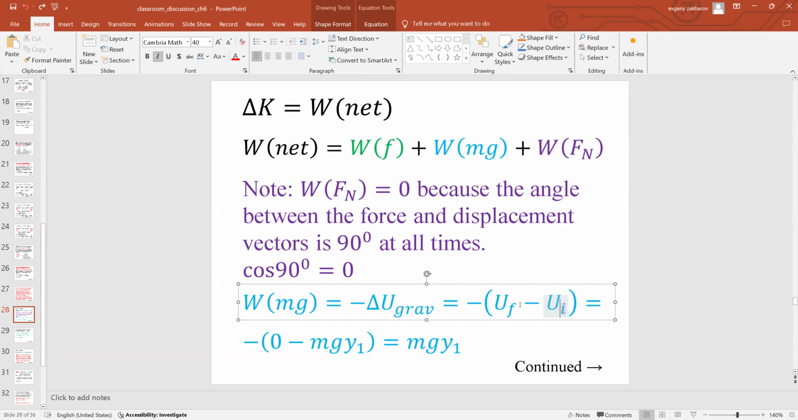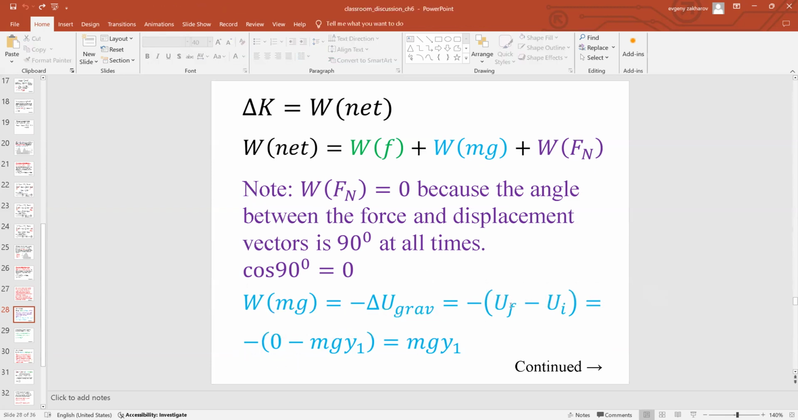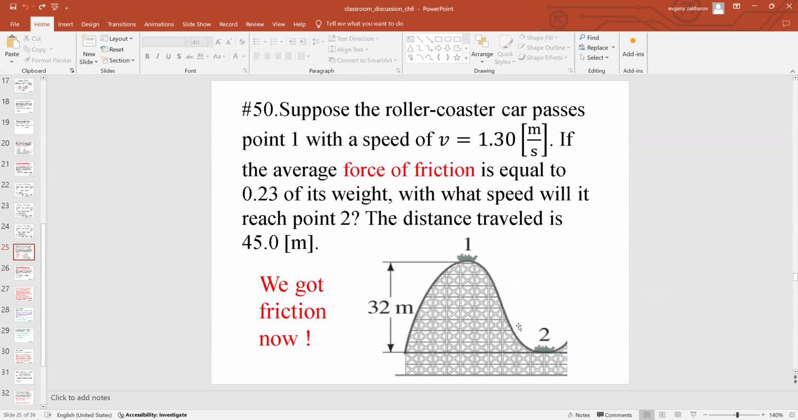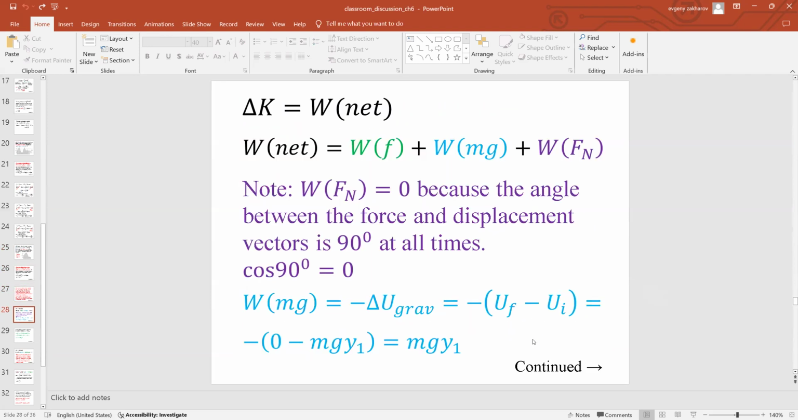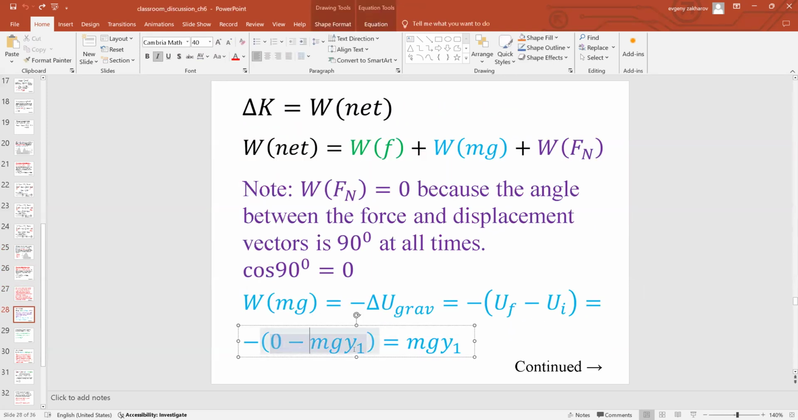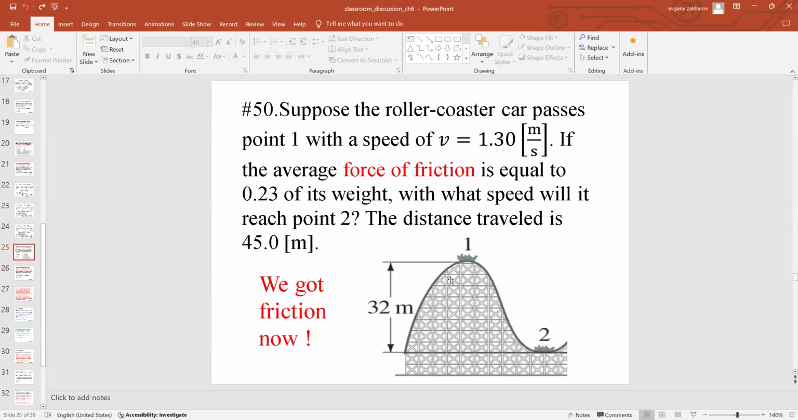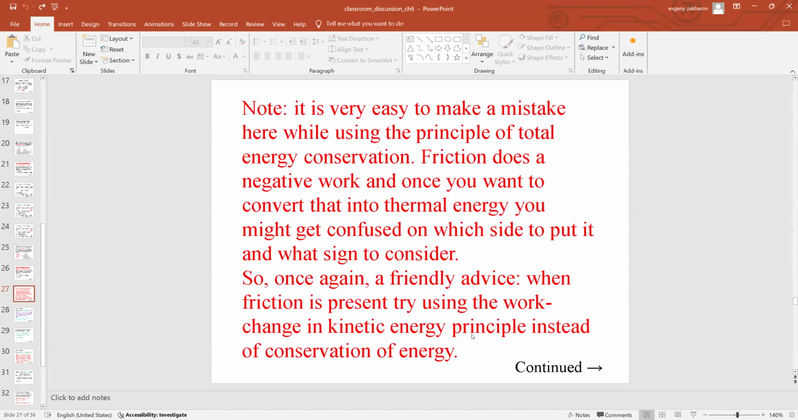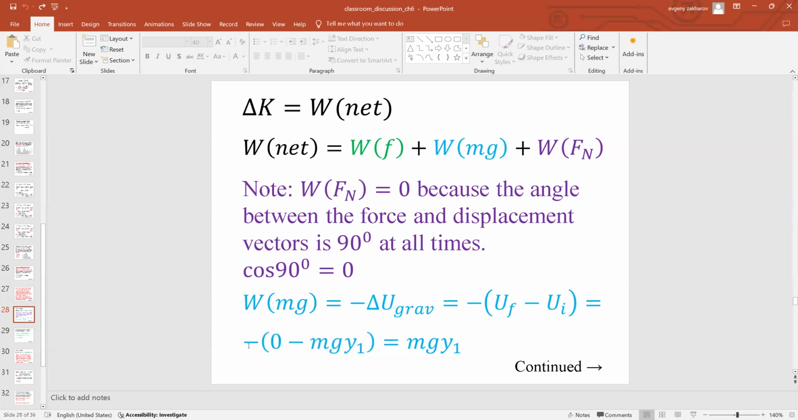Change is final take away initial. That's the change, and then there is still a negative in front of that change. So there is a negative, and you end up at the zero level because we are at point 2. The final is just 0. So it's 0 for the final, take away the initial. The initial is mg y sub 1. Y sub 1 is given as 32 times mass times the g. See how it's a negative of a negative, and it makes it positive.